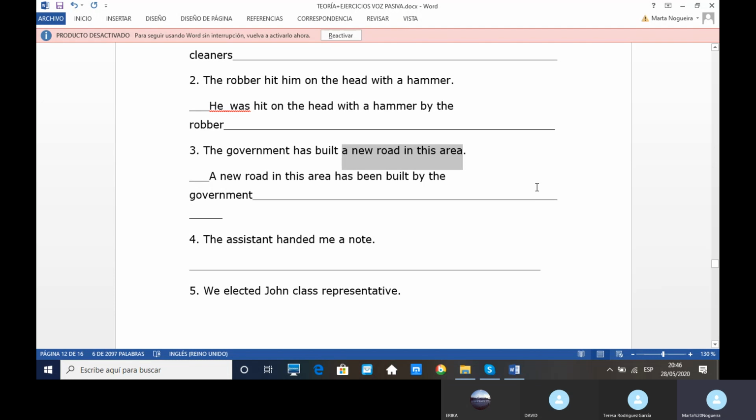Es un bloque. Okay, this is a chunk and we put it in the first place. A new road in this area has been built by the government. El gobierno ha construido una nueva carretera en esta zona. Una nueva carretera en esta zona ha sido construida por el gobierno. This is what we are doing, okay?